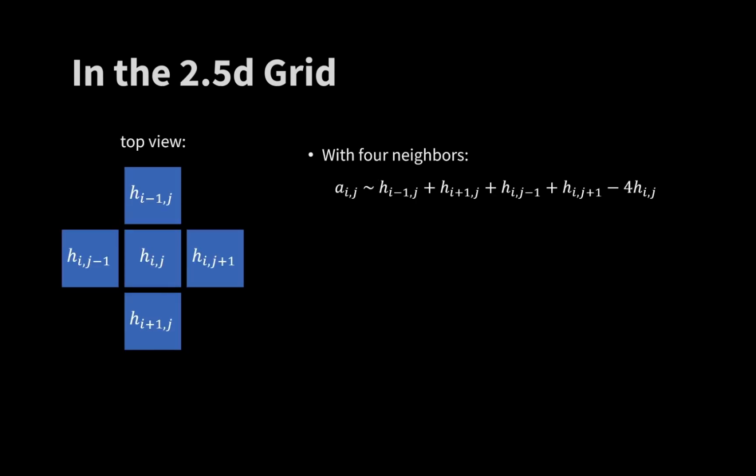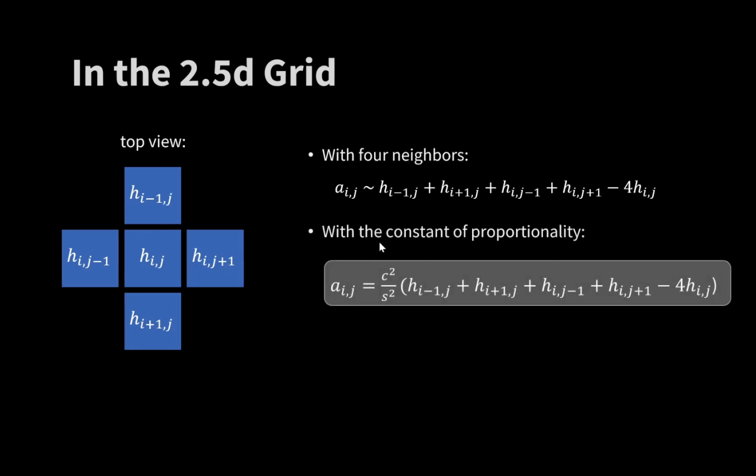Here is the situation of a 2.5 dimensional simulation. Now a column ij is surrounded by 4 neighbors. The equation to compute the acceleration of the column ij is very similar to the formula we got for the 1.5 dimensional simulation. The acceleration of column ij is proportional to the sum of the heights of all the surrounding columns minus 4 times the height of the column itself. The constant of proportionality turns out to be exactly the same as in the 1.5 dimensional simulation: c squared over s squared, where c is the wave speed and s is the column width.